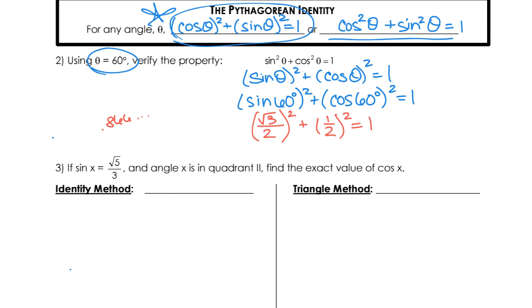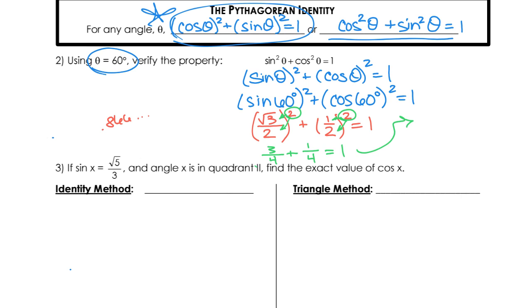Okay? And now we're going to go ahead and square them. So remember that the squared has to be used not only on the square root of 3, but also on the 2. And so the square root of 3 squared is just 3, and 2 squared is 4. Okay? That this squared here has to be used on the 1 and on the 2. So 1 squared is 1, and 2 squared is 4.